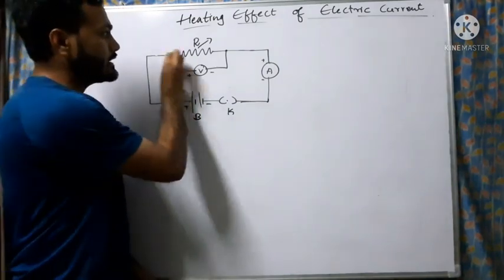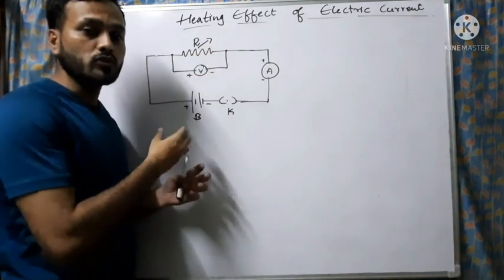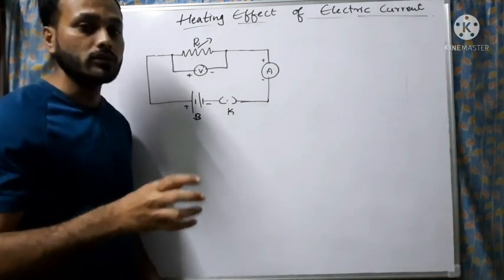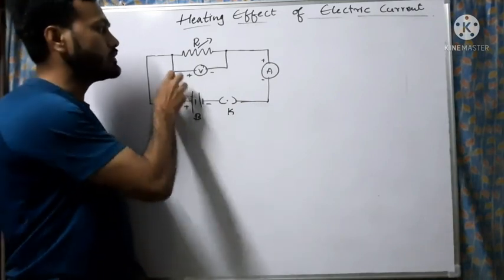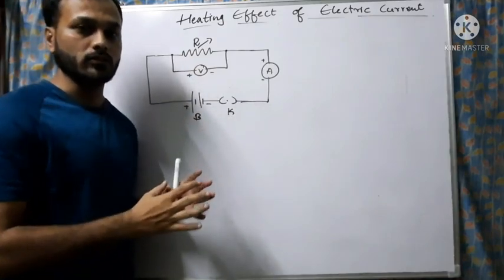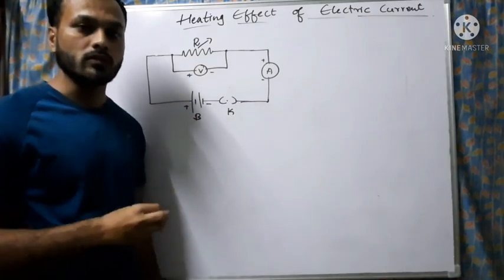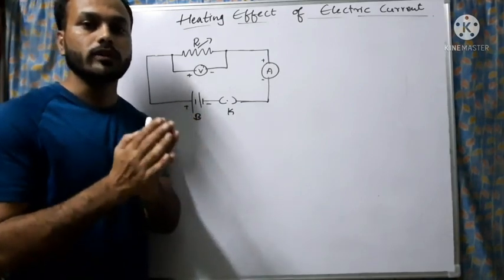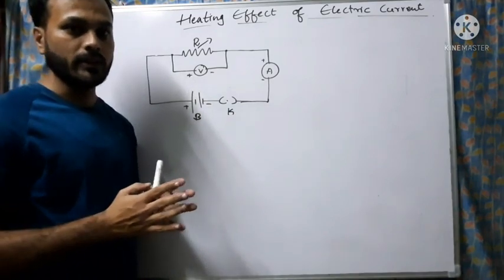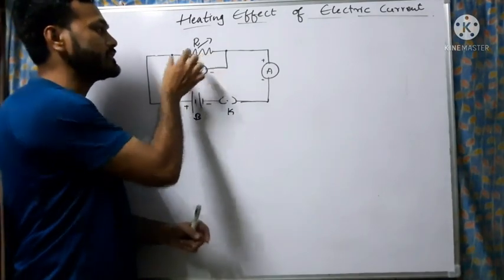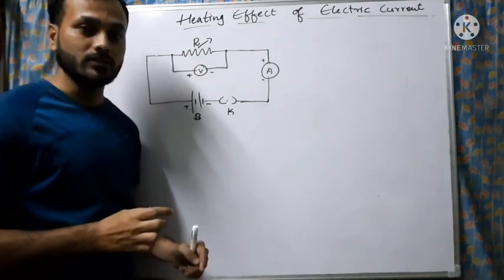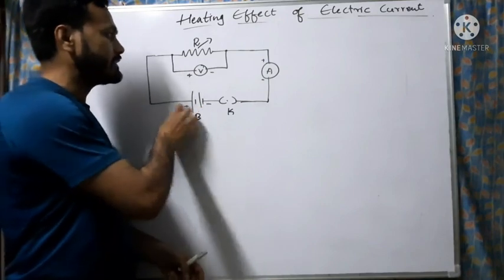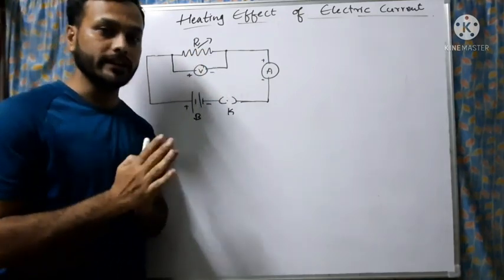So when the current is flowing through the resistor, the motion of the electrons is obstructed by this resistor, and in order to overcome the resistance, work has to be done on the charges, on the electrons. That work done on the electrons to overcome the resistance gets converted into heat energy, as a result of which the resistor material gets heated up. So this is how electrical energy gets converted into heat energy.